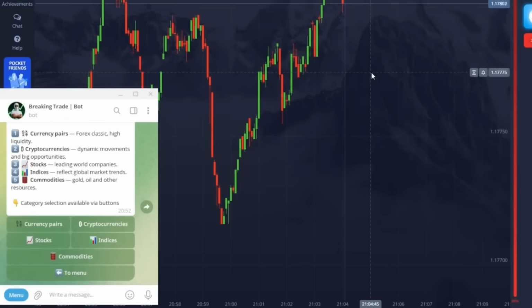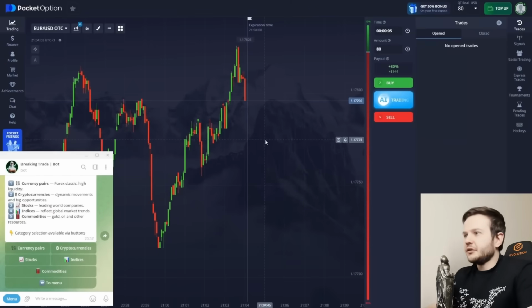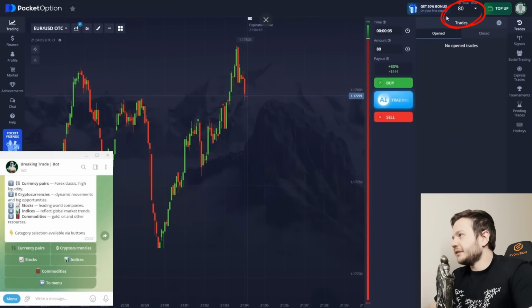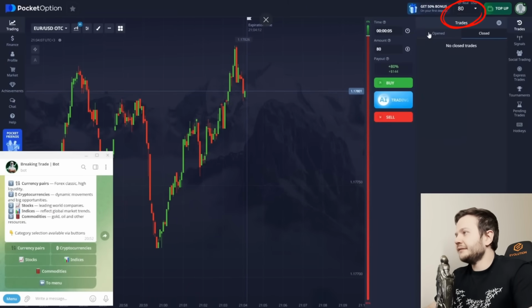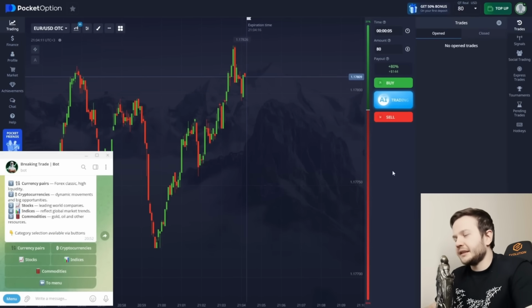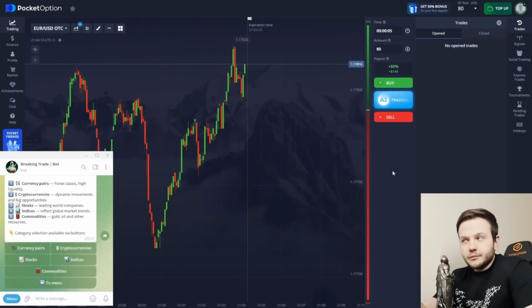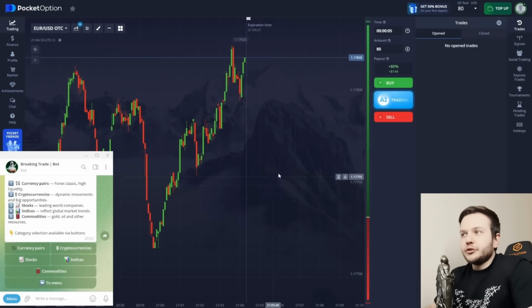Here I have my Signal Telegram bot open. The website is open here as well. Please note that we have a new personal account interface. We don't have a single closed trade yet, and the balance is $80 since I deposited $50, and I received $30 as a bonus.